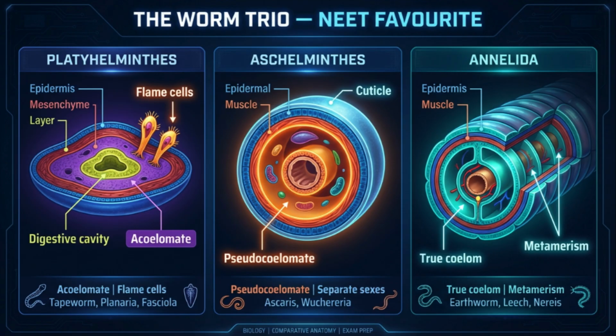True coelom, metamerism. The body is divided into segments, and this is called true segmentation. Closed circulatory system. Lateral appendages called parapodia in Nereis help in swimming. Earthworm and leeches are hermaphroditic. Nereis is dioecious. Don't mix them up.